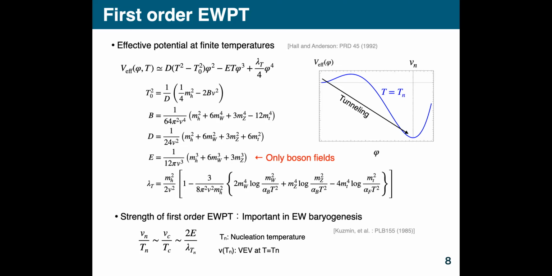The strength of the first order electroweak phase transition is generally defined by this form: vn over Tn. Tn is the temperature when the phase transition occurs, and vn is the order parameter at Tn. So this ratio plays an important role to test the electroweak baryogenesis.